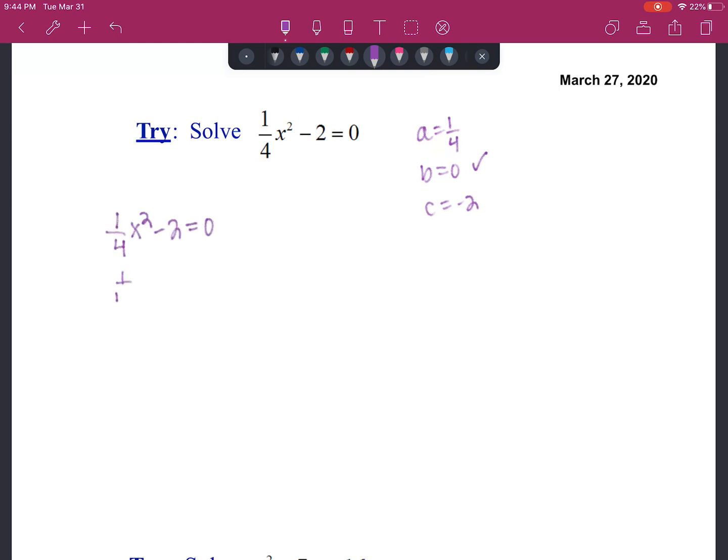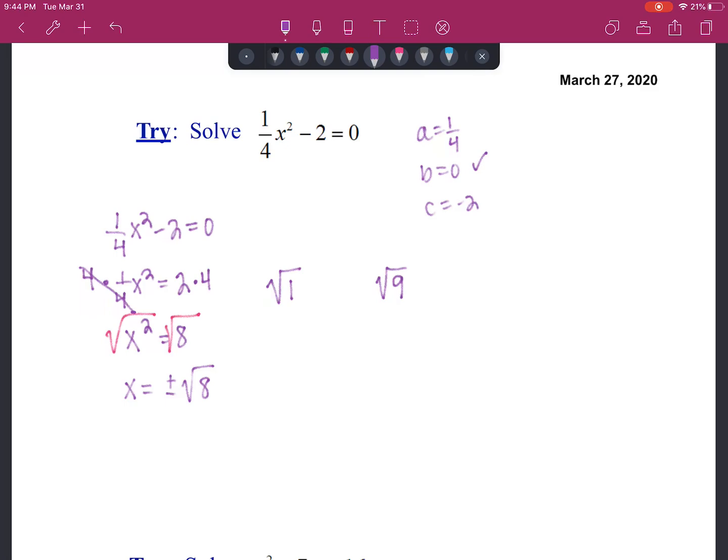So I've got 1/4 x squared minus 2 equals 0. 1/4 x squared equals 2, by adding 2 to both sides. I'm going to multiply both sides by 4. I get x squared equals 8. I'm going to square root both sides. And when I square root both sides, I get a plus or minus. So x equals plus or minus the square root of 8.